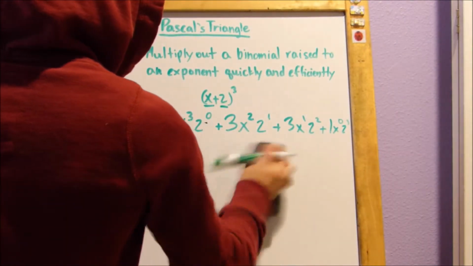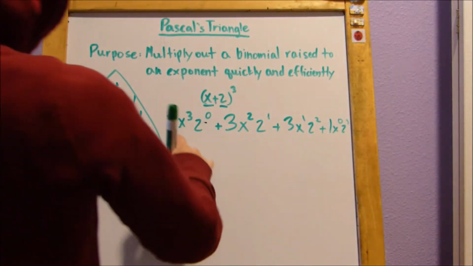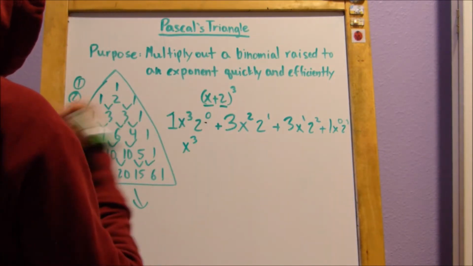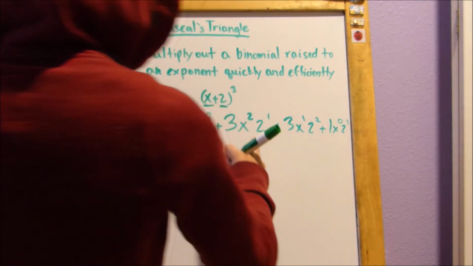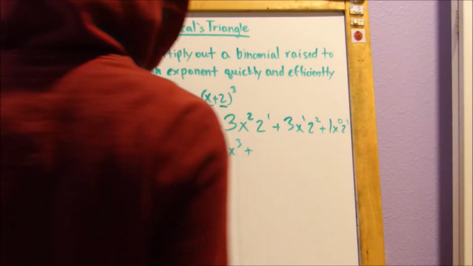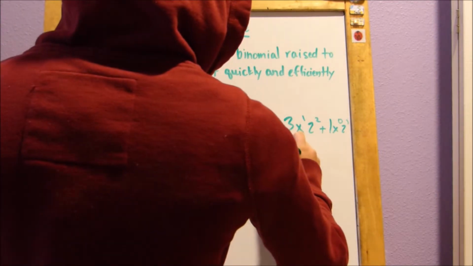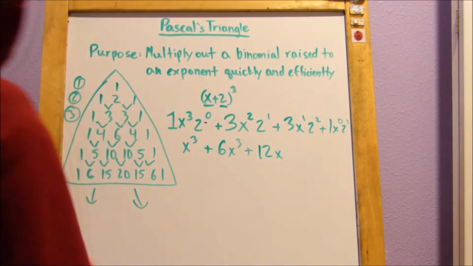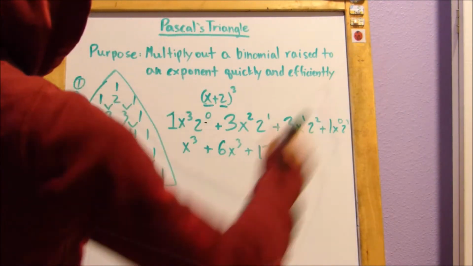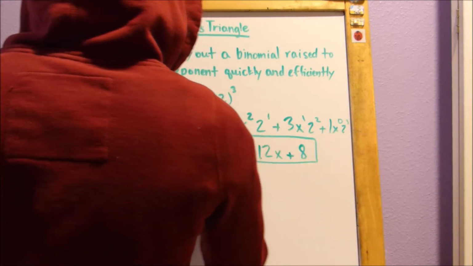So, now we can simplify here. This will just be x cubed, because 1 times 2 to the 0 power is just 1. Then 2 to the 1st power times 3 is 6. 6x squared plus 2 squared is 4, 4 times 3 is 12, 12x to the first. We don't need to include first powers. And then we have 2 cubed, which is just 8. So this is our final answer.